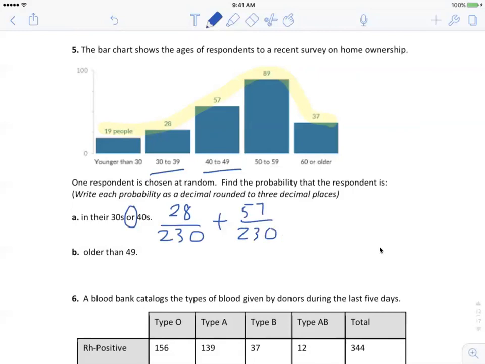And then I'm going to add those together. Notice I'm not doing any subtraction. Why is that? Because these are mutually exclusive, right? You can't be in your 30s and your 40s, so there's nothing to subtract. There's no overlap to subtract. So I'm just adding them up. What's that? 85 over 230? Don't change that denominator to 460 or anything crazy, right? Just 85 over 230.